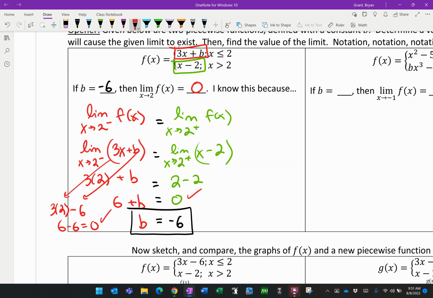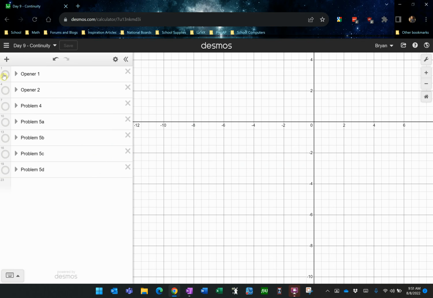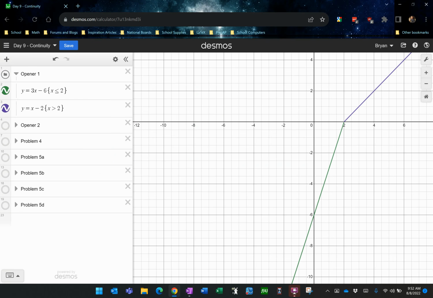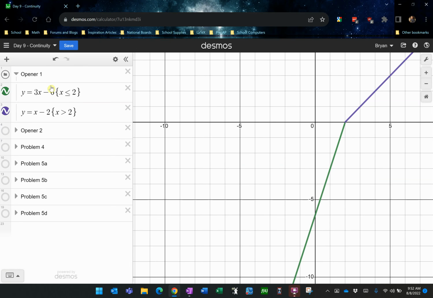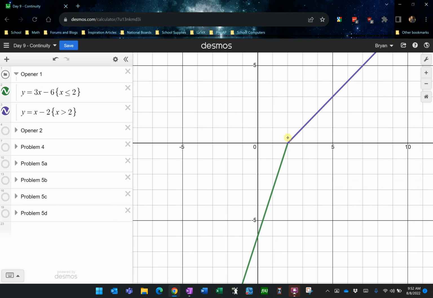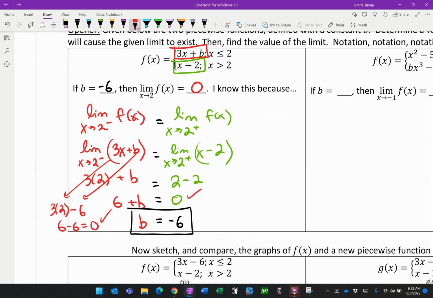Again, it might be nice to have a visual of what happened here, so I do have all the graphs prepared. This is our first problem on the opener. Let's see our two equations. We'll zoom in a bit. There we go. So I have this equation, 3x minus 6, this one x minus 2, and you'll notice that right when x is 2, my left side equation and my right side equation approach the same spot. They both approach 0. And that's all we showed right here.